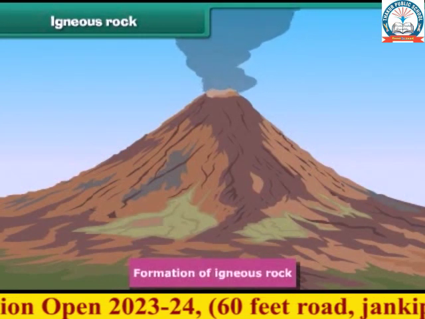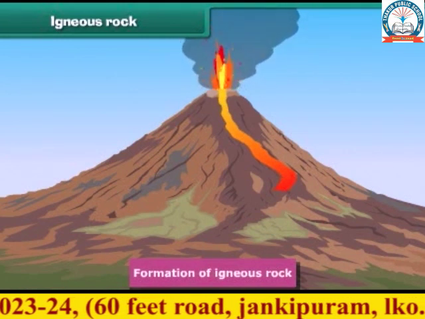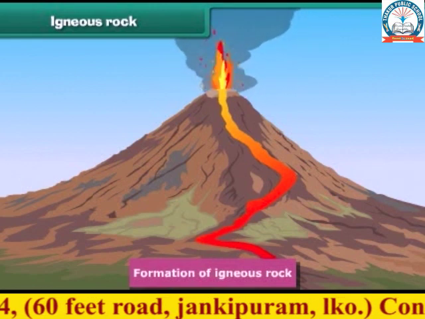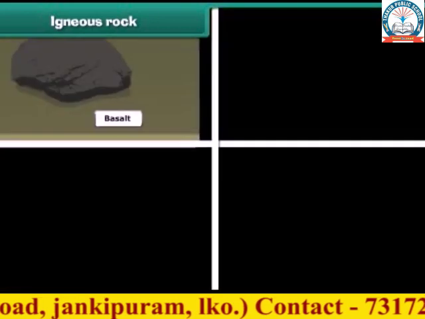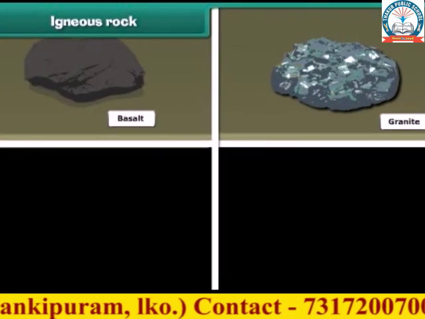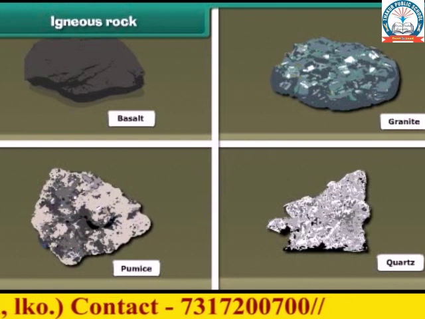Igneous rock is formed when molten rock, like lava in volcanoes, cools, hardens and solidifies. It is often shiny and glossy. Basalt, granite, pumice, and quartz are examples of this kind of rock.